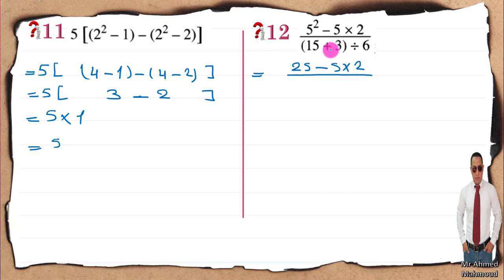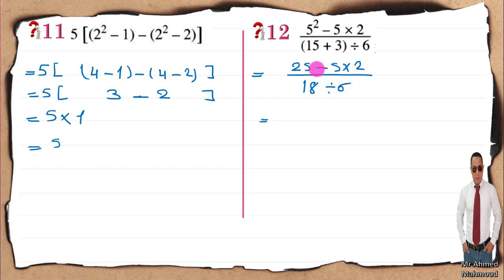Now by looking to the denominator, it represents a new operation. So I'm going to look to this operation. It has plus and divide. So I'm going to start with the plus. 15 plus 3 equals 18. And write down divided by 6.